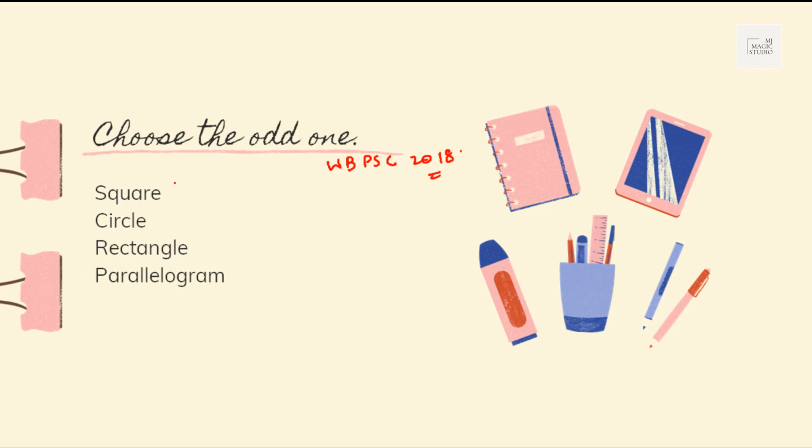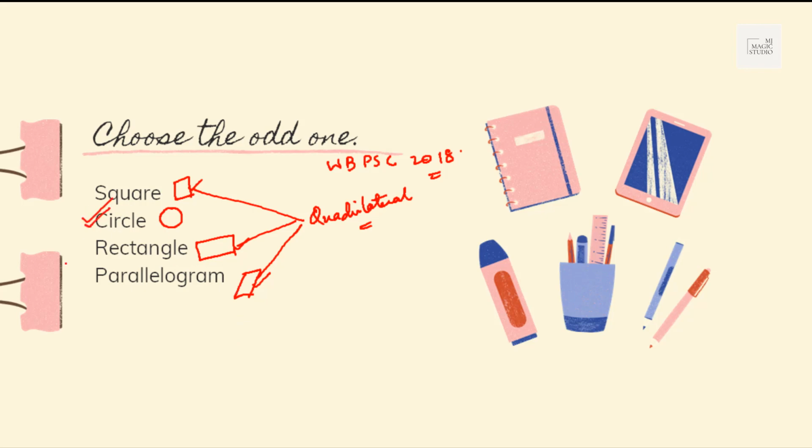Square, circle, rectangle, parallelogram. Square is a four-sided figure with four lines. Rectangle is a four-sided figure with four lines. Parallelogram is again a four-sided figure with four lines. So we can very easily group a square, rectangle and parallelogram, and the group they belong to is quadrilaterals, four-sided quadrilaterals, and thus circle should be the odd one out, isn't it? Circle is the odd one out.